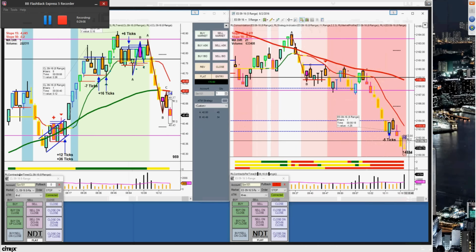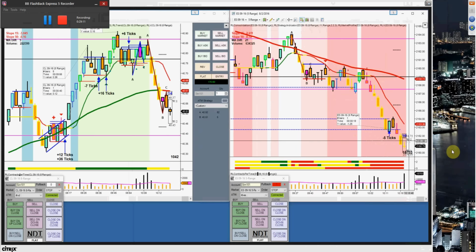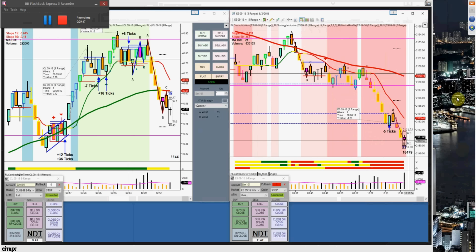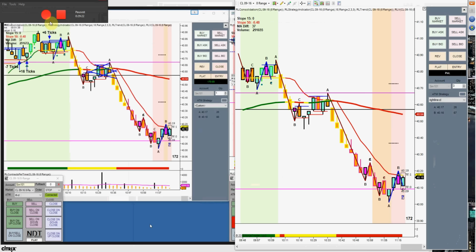All right, folks, it is 10:18. I believe they go until 11 o'clock. Overall, they're still up 170. Let's see what they can do here. All right, guys, looks like they're going to buy an up close on the E-mini. So I'm going to follow suit here.